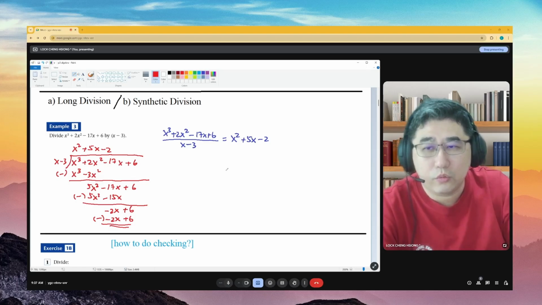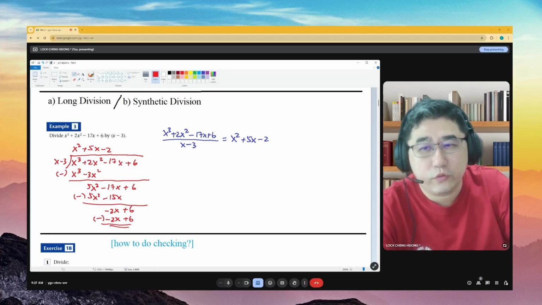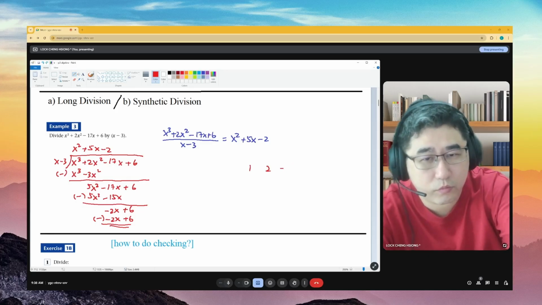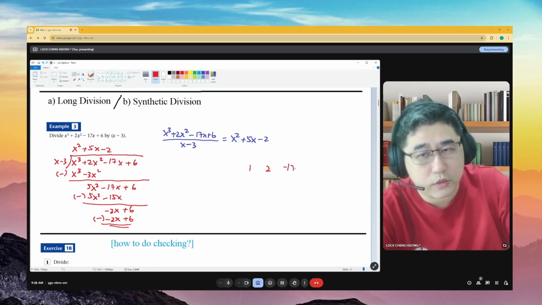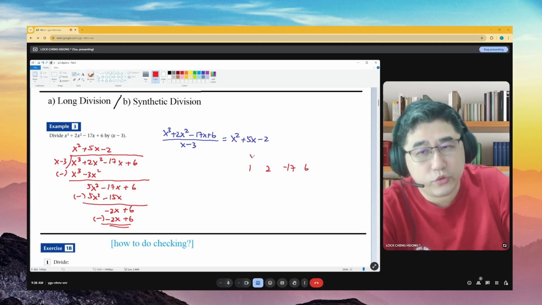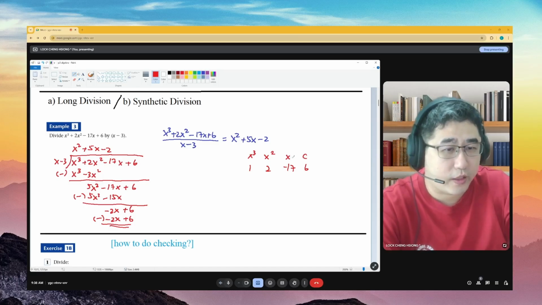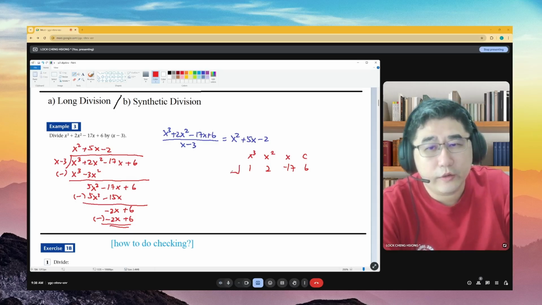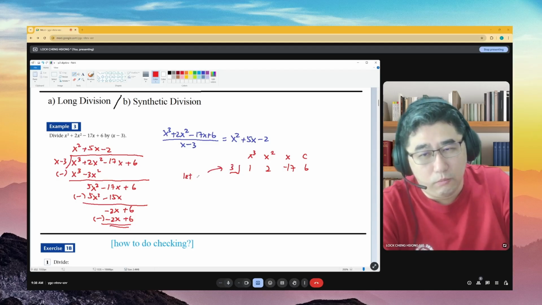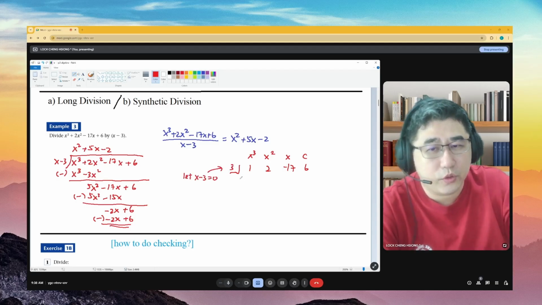So what about synthetic division? From x cubed plus 2x squared minus 17x plus 6, we're trying to write out the numbers. So we have 1, 2, negative 17 and 6. If you're not sure, you can write the coefficient terms up there: x cubed, x squared, x and the constant. Then the operation is a 3. So where do we get this 3 from? We let x minus 3 equal to 0. The operation is a plus.